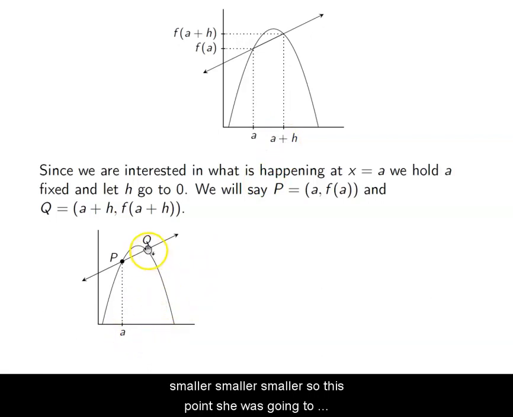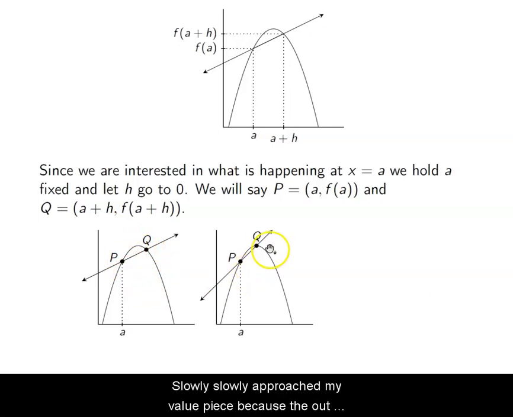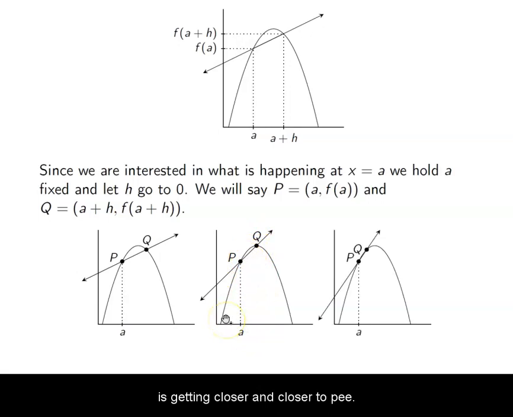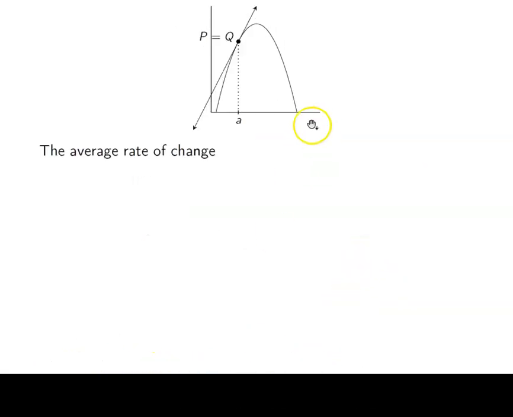So this point Q is going to move around my curve. It's going to slowly approach my value of P because the input that goes to it is getting smaller. So Q is getting closer and closer to P. And when h is 0, that means P and Q are the same point.